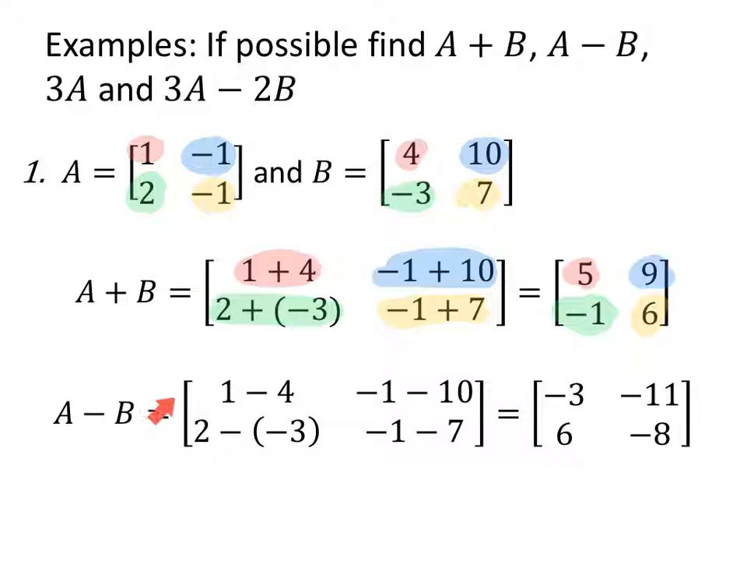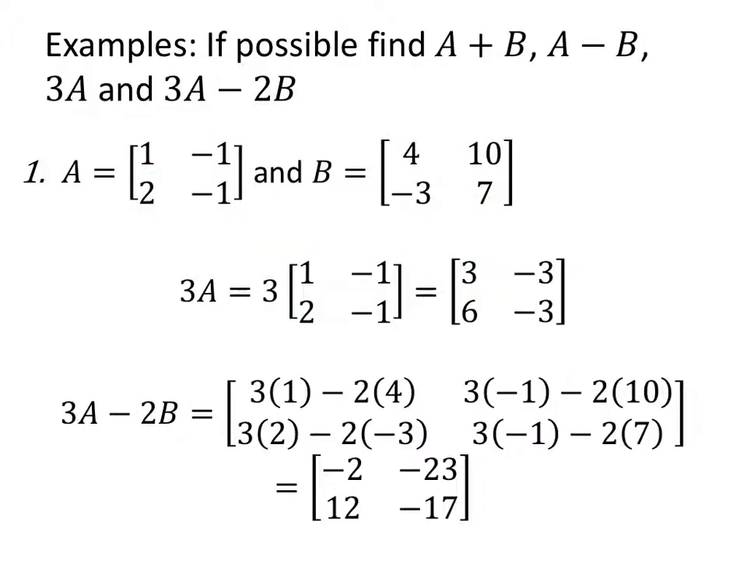In A minus B, we're going to do the same thing, only we're going to take 1 minus 4, negative 1 minus 10, 2 minus a negative 3, and negative 1 minus 7, simplifying to get our final answers. Alright, now, that was the definition of matrix addition. Let's look at scalar multiplication.